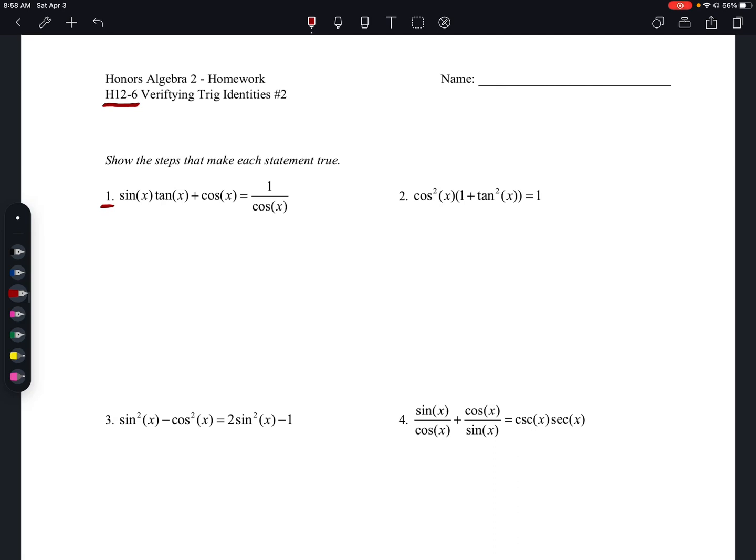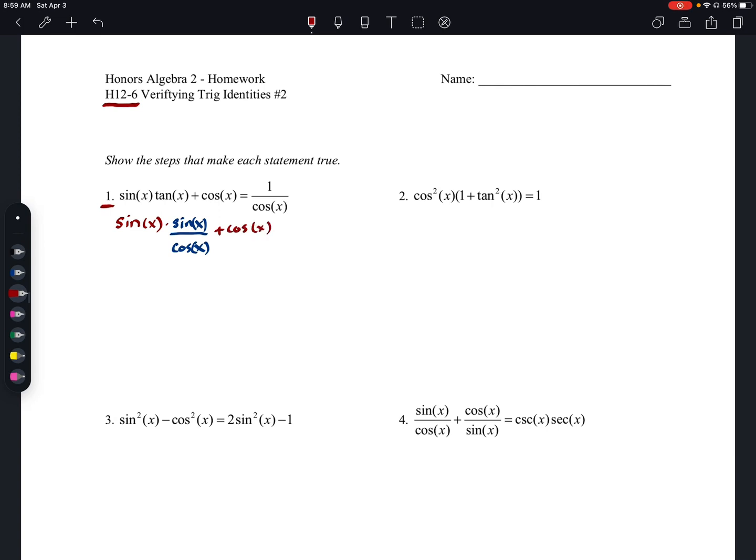What I'm going to start with here is I know that I have a sine of x already, and I'm going to go ahead and turn my tangent into sines and cosines. So if I have the sine of x to start, and then tangent will become the sine of x over the cosine of x. So the sine of x over the cosine of x. And I still have my plus cosine of x here.